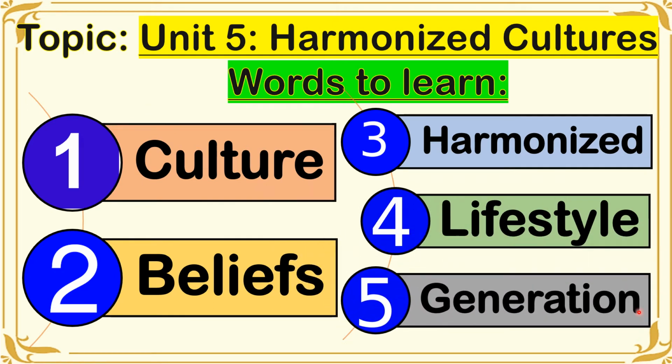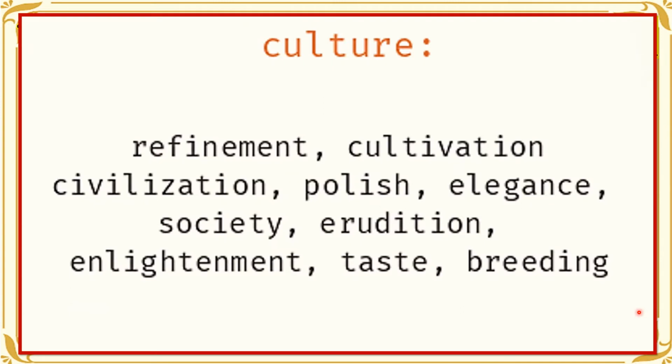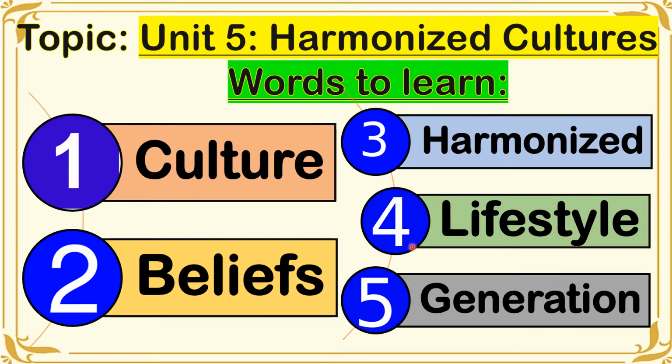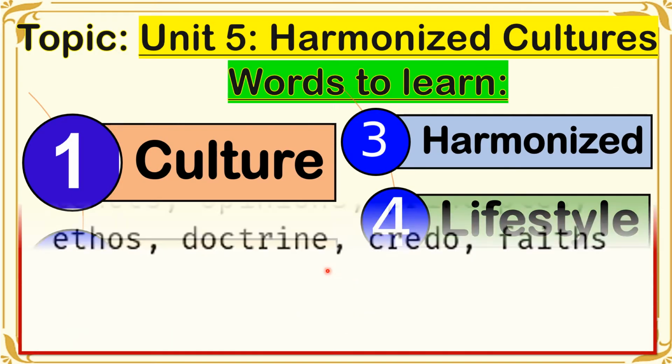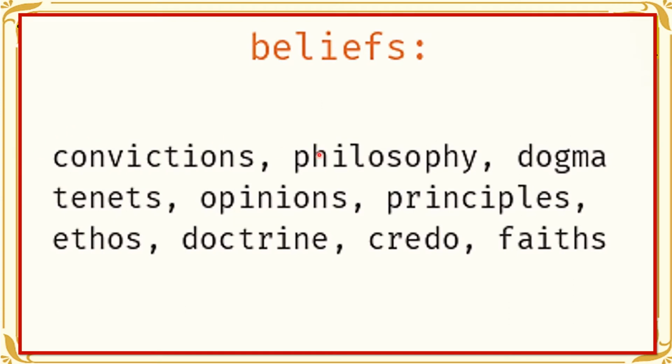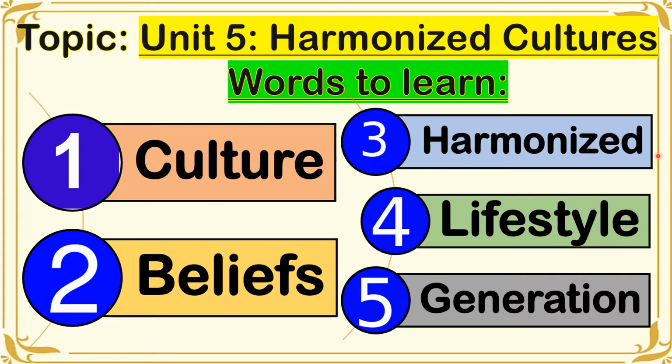Now let's discuss these words one by one. Culture, it means refinement, cultivation, civilization, polish, elegance, society, enlightenment, taste, and breeding. The second word that we have is beliefs. It means convictions, philosophy, dogma, tenets, opinions, principles, ethos, doctrine, credo, and faiths.